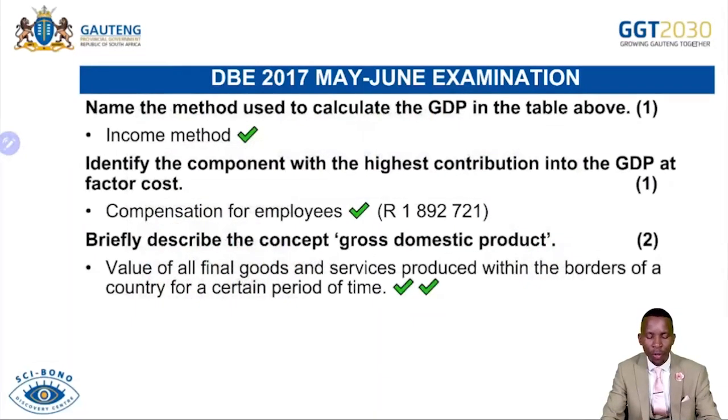Name the method used to calculate GDP here. It's an income method, it's given. And then identify the component with the highest contribution to the GDP at factor cost. It's compensation for employees with 1,892,721. Briefly describe the concept of gross domestic product. Then you define it as the total value of all final goods and services produced within the country in a given period of time. That is 2 marks.